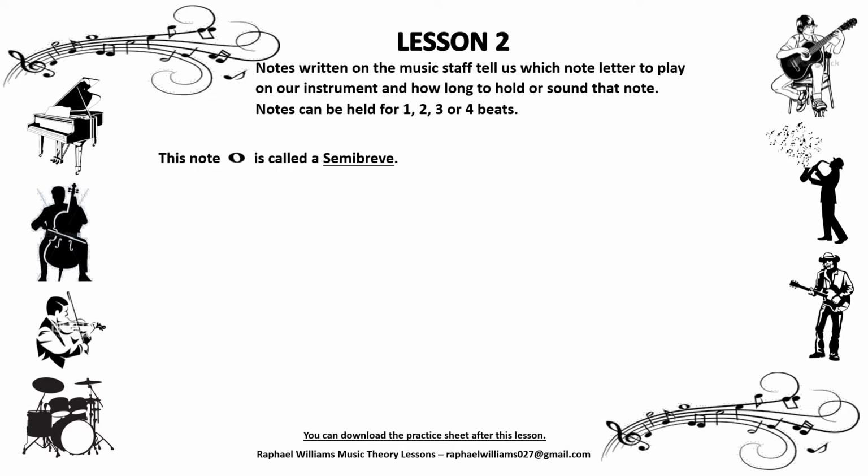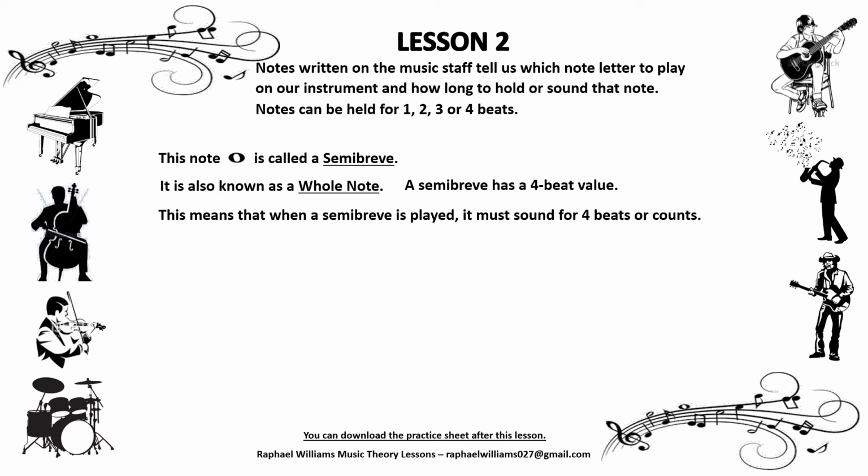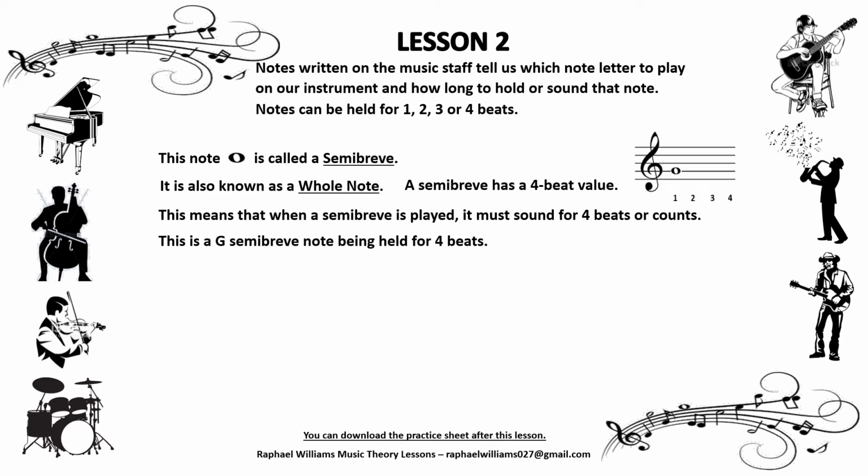This note is called a semibreve. It is also known as a whole note. A semibreve has a 4-beat value. This means that when a semibreve is played, it must sound for 4 beats or counts. This is a G semibreve note being held for 4 beats. 1, 2, 3, 4.